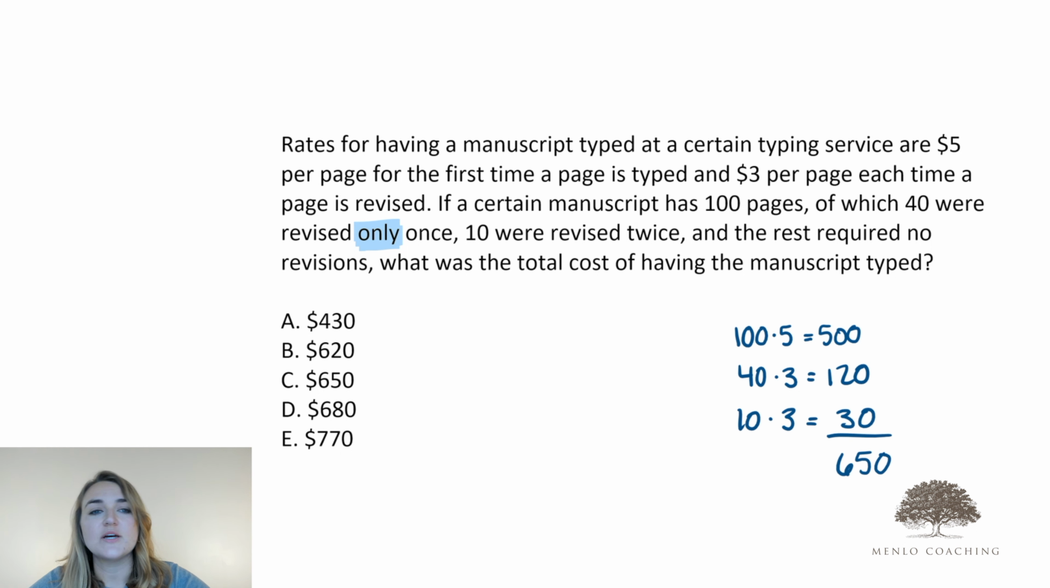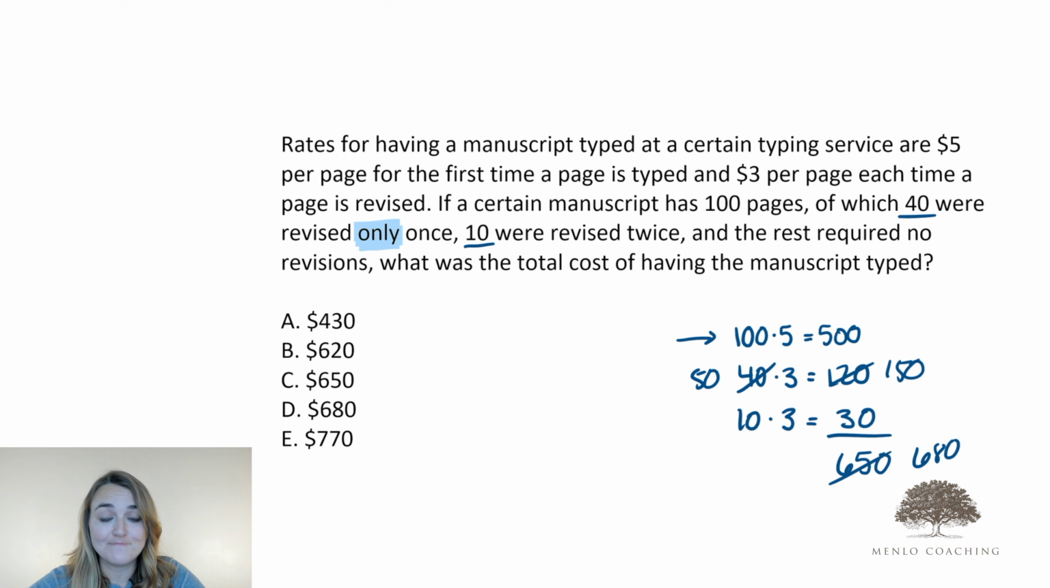So if we're reading through this question stem, we can pretty quickly see that all of the 100 pages need to be initially typed, giving us that 100 times 5. But we then needed to leverage the number of pages that went through that first set of revisions, which isn't 40. It's the 40 that were revised only once, plus the additional 10 that then needed another set of revisions, giving us 50 times 3, or 150. And if we pair that with our other terms, we'll get to our correct answer of 680.